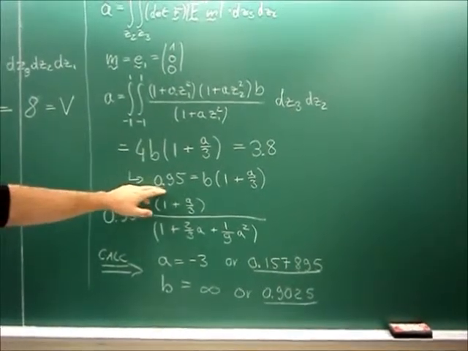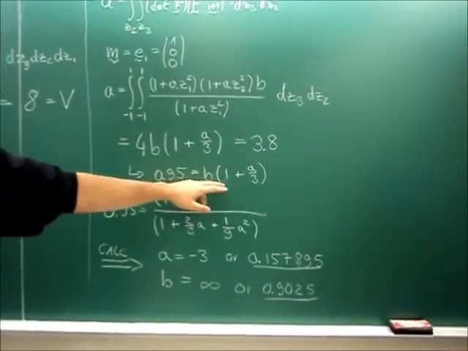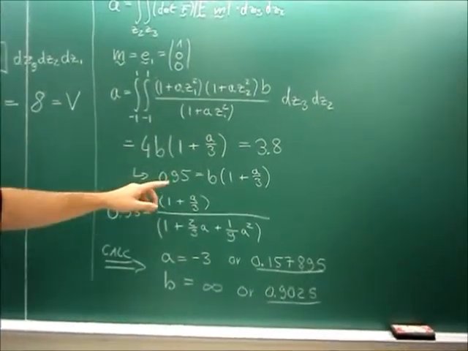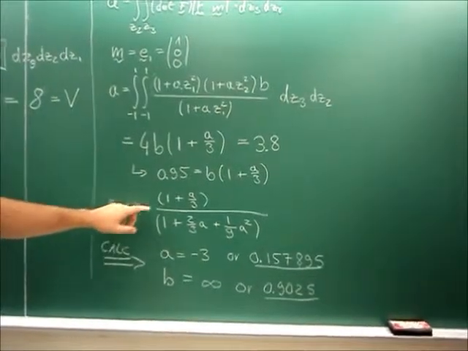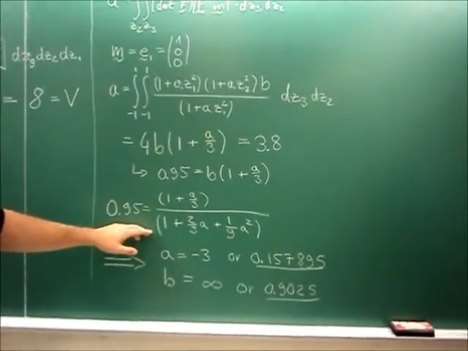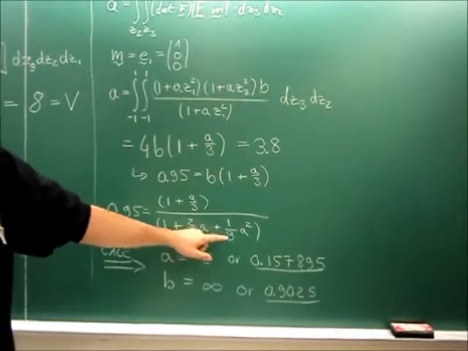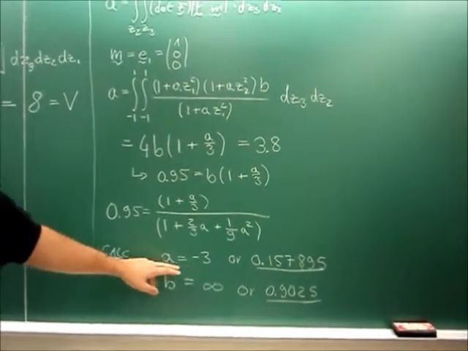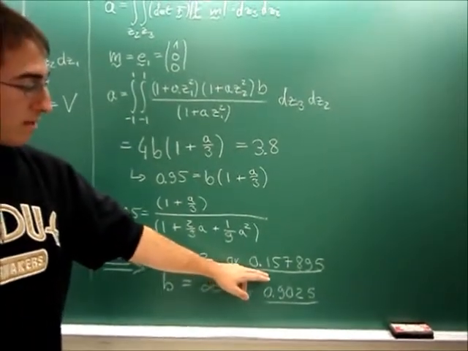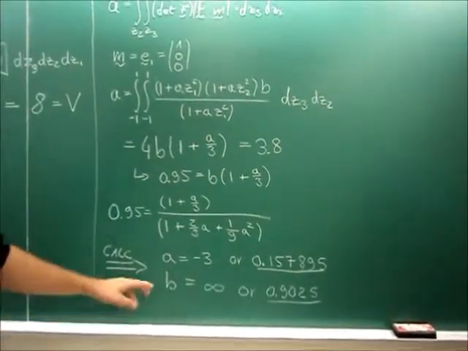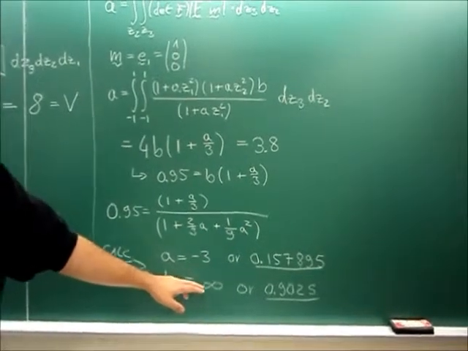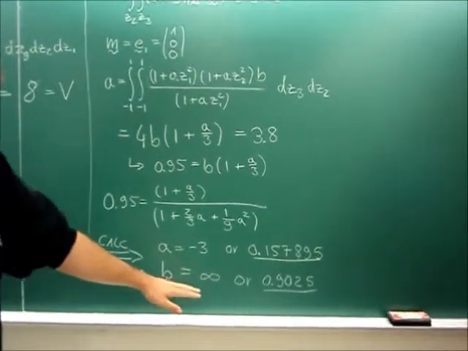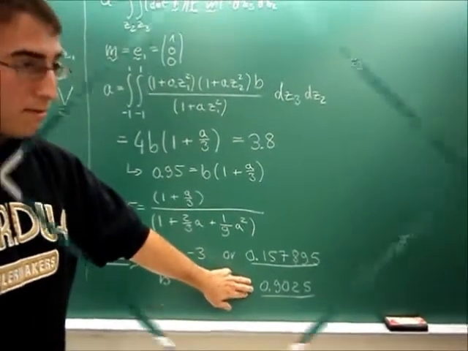Solving this further, we find that 0.95 equals b times (1 plus a over 3). Substituting in our b from earlier, we get 0.95 equals (1 plus a over 3) divided by (1 plus 2/3 a plus 1/9 a squared). Solving for a, we get a equals either -3 or 0.157895. The corresponding b are either infinity or 0.9025. B equals infinity is physically impossible, so we will go with this answer.